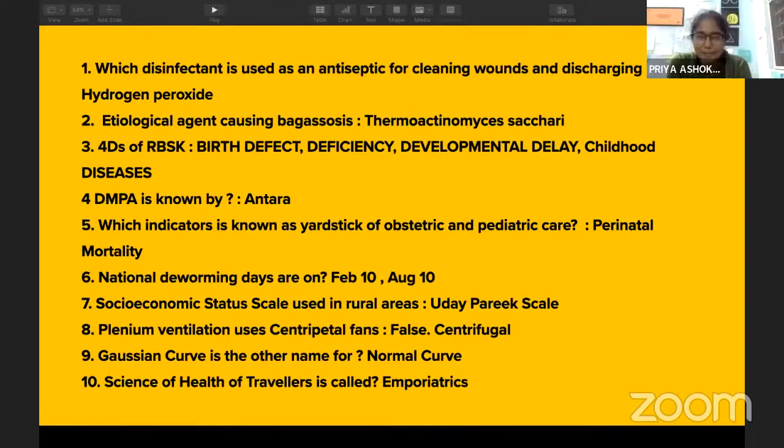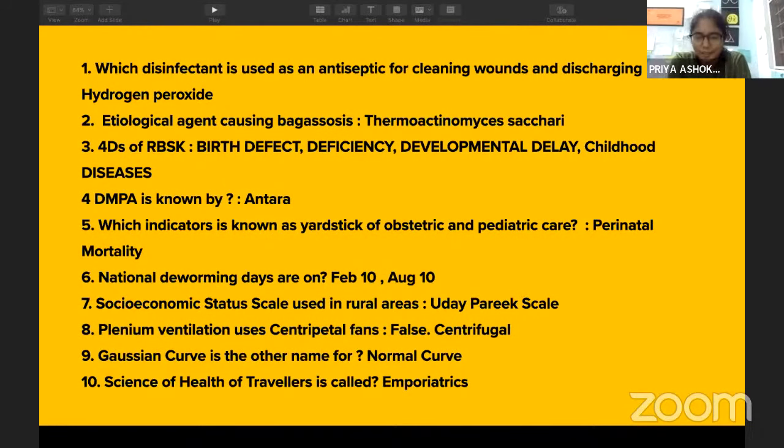Next one: which indicator is a yardstick? It's perinatal mortality. You told MMR first, then you went to IMR. You could have landed up at PMR, but I wouldn't have given you. Deworming days, you're right. Feb 10th, August 10th. How do you know this? I read it in my SPM days.